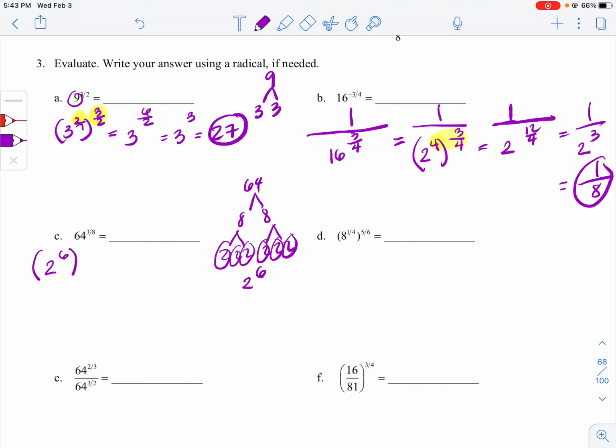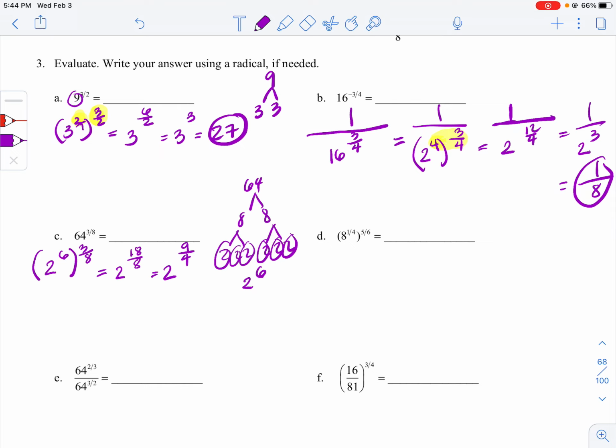And then I'm going to erase that 2 to the power of 3 over 8. And it's not a negative, so I don't have to put that at the bottom. So this is going to be 2 to the power of 18 over 8. Does that make sense? 18 over 8. And then, I think I can simplify 18 over 8, can I? That is going to be 2 to the power of 9 over 4.